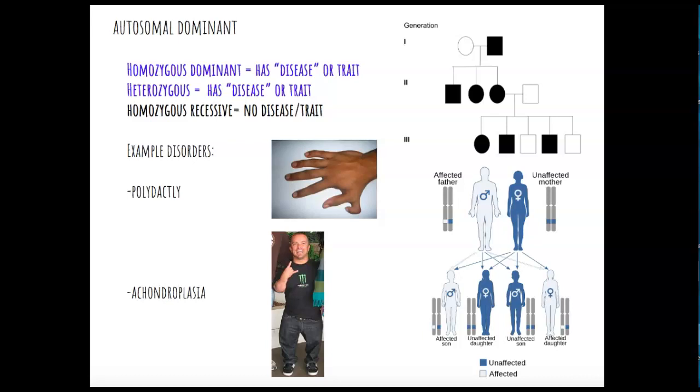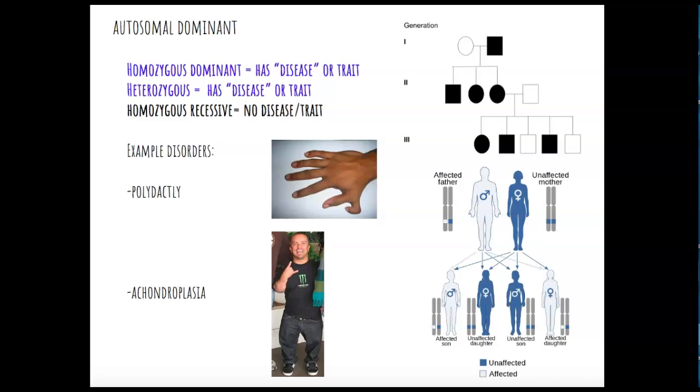So in this case, if it's an autosomal dominant disease, we would assume that it's going to occur in every single generation. Examples of autosomal dominant diseases or traits are polydactyly, which is where you have additional fingers or toes, and that is an autosomal dominant trait, or achondroplasia, which is where a person's limbs are shortened and the rest of their body is fully in proportion.